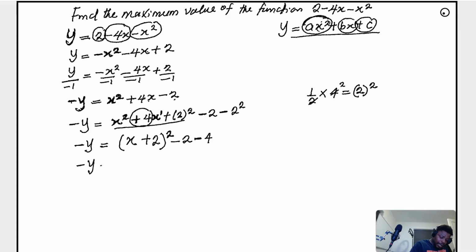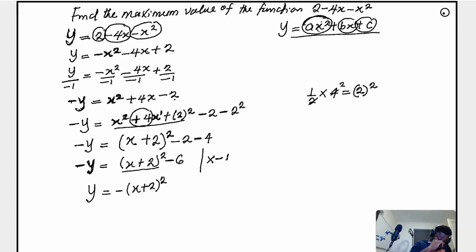So minus y is equal to (x plus 2) squared minus 2 minus 4, that is minus 6. Then there is minus y here, so multiply through by minus, because I want only y to be here. So multiply through by minus means minus 1 times minus y, that is y, because minus times minus. Then minus 1 times this here, that is minus bracket x plus 2 here, right? Then minus 1 times minus 6, that is plus 6.